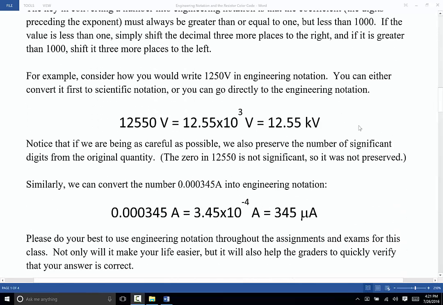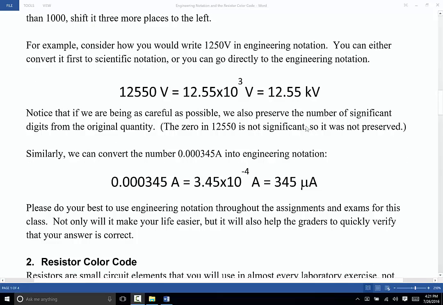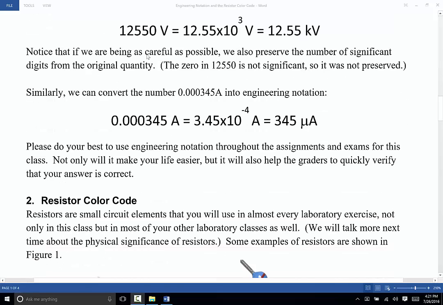So here you can see an example. I have 12,550 volts. I could write that out as 12.55 times 10 to the third volts, which, because this is written as 10 to the third, I can see is going to correspond to a prefix of kilo. So 12.55 kilovolts. And if we're trying to be as careful as we possibly can, then we're going to realize that the 0 here at the end is not strictly significant because I didn't have a decimal point after the number. So I just write this as 12.55, and that way I maintain the same correct number of significant figures.